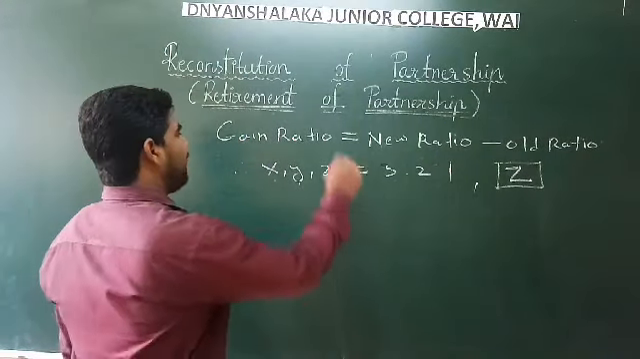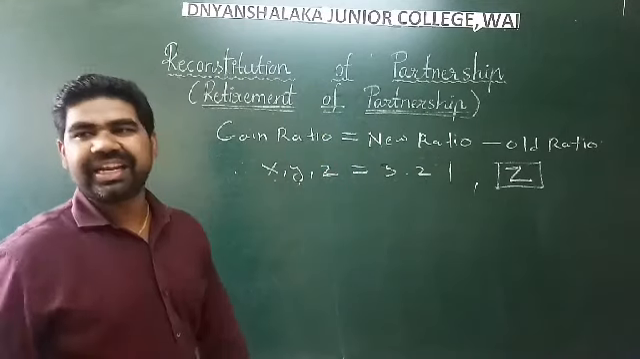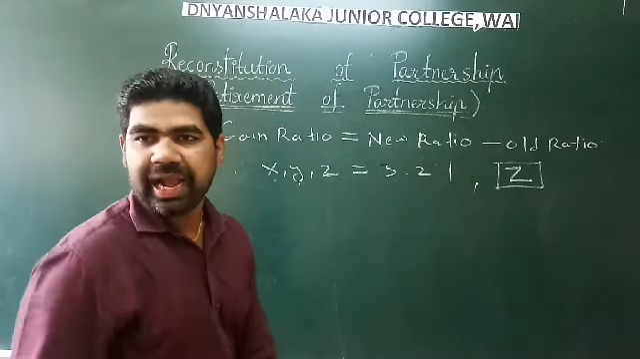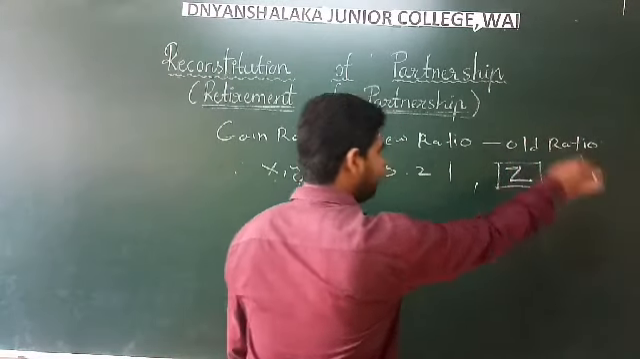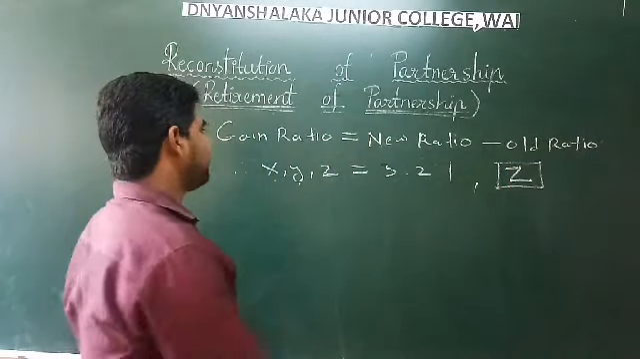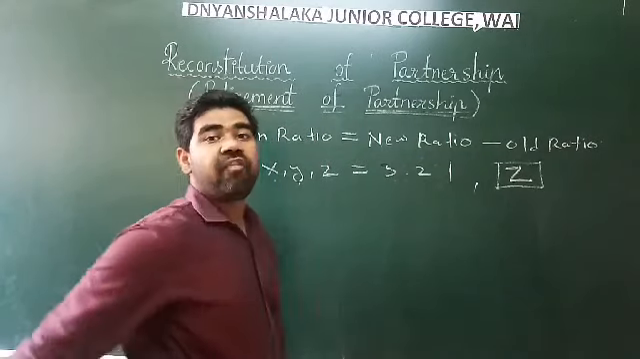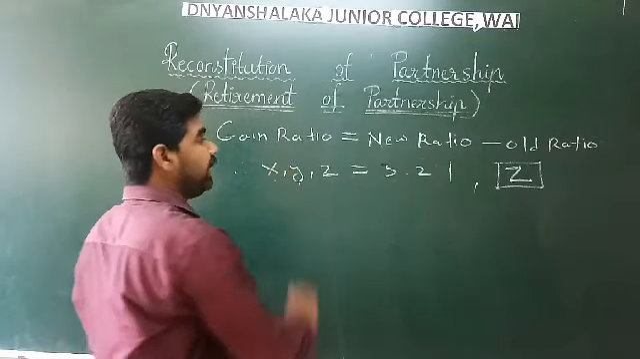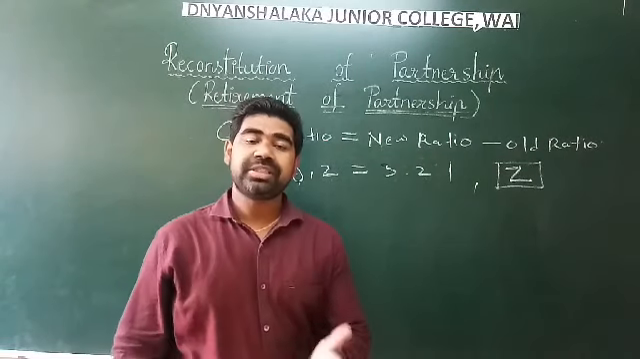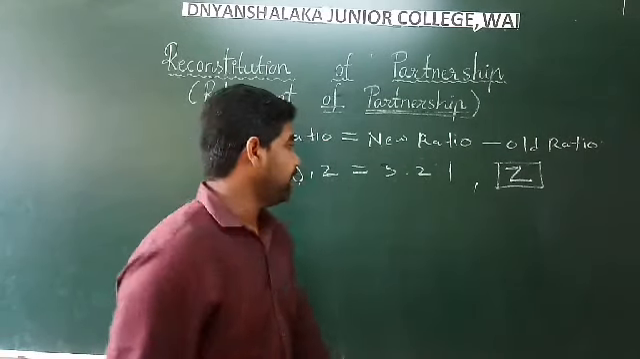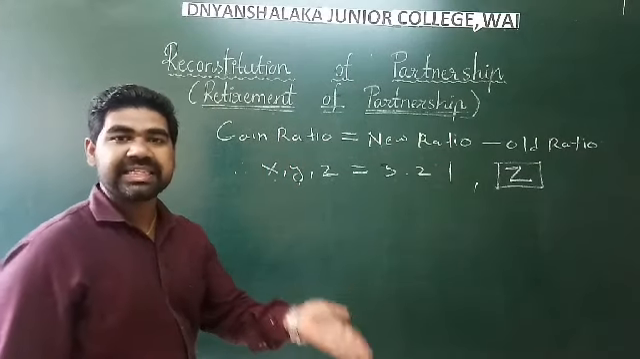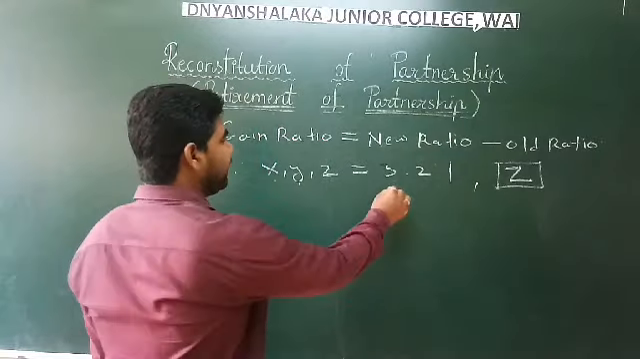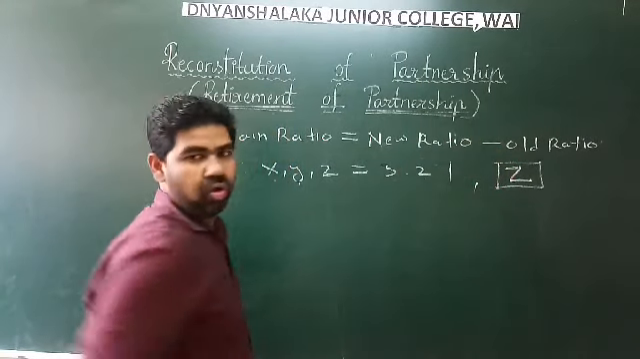So to calculate the gain ratio, what is the requirement? First of all, we require a new ratio, and we also require the old ratio. And understand, we always calculate the gain ratio of only continuing partners. Continuing partners means the partners who are going to run the business, and the retiring partner is the one who retires from the business. So what is the basic requirement? New ratio and the old ratio.